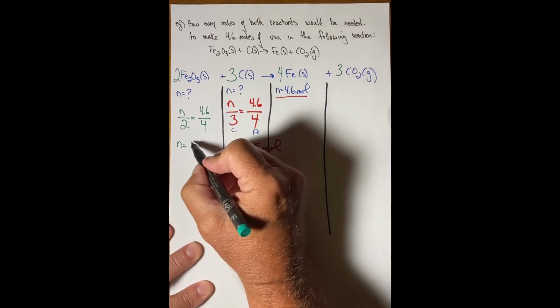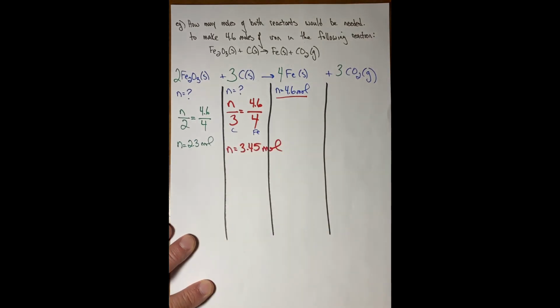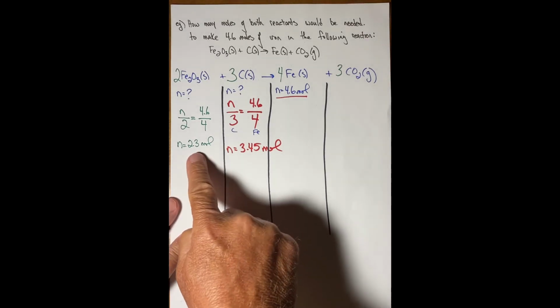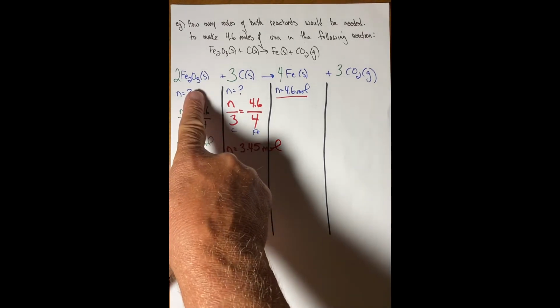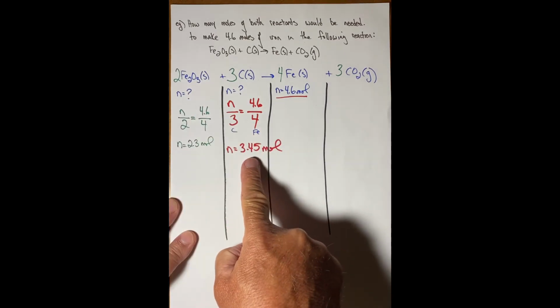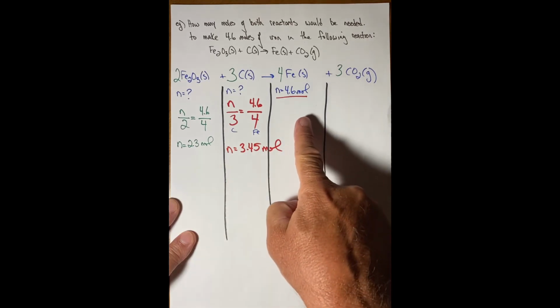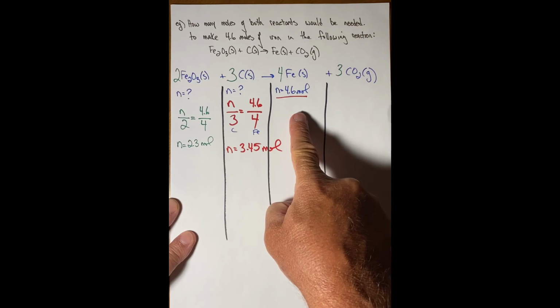And when I do that, I end up with 2.3 moles. All right, so that tells me that if I were doing this chemical reaction, if I measured out 2.3 moles of ferric oxide or iron(III) oxide, and I also measured out 3.4 moles of carbon, reacted them together, I would make 4.6 moles of iron.